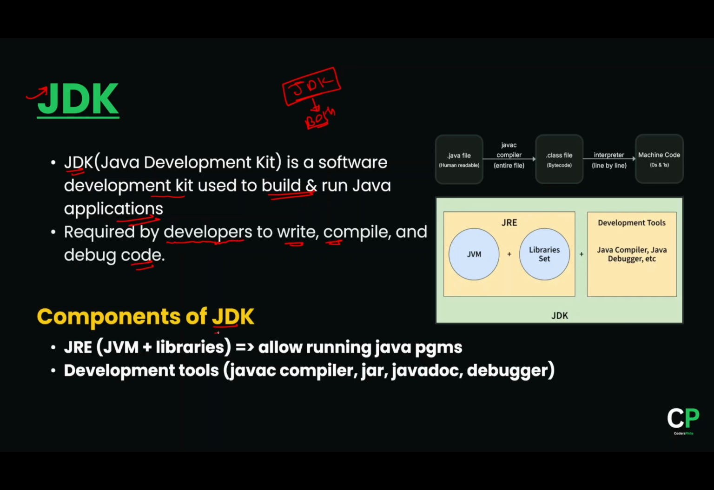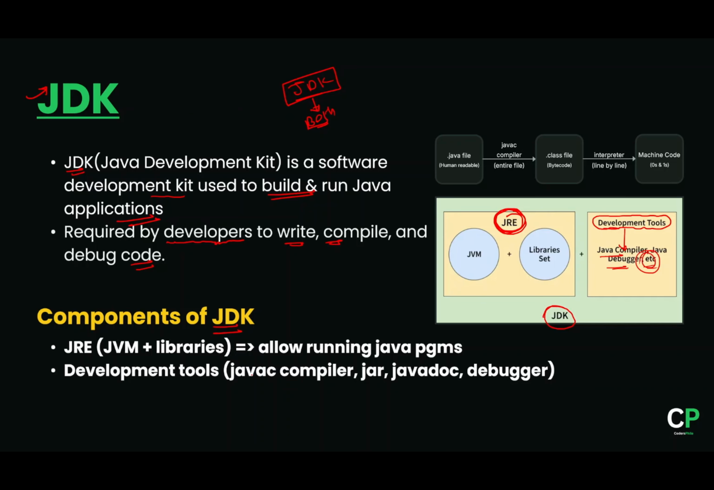So what is the component of JDK? The component of JDK is JRE. It provides the runtime environment so that the Java code can easily run, plus development tools that can be used to develop the Java programs. These include development tools like Java compiler, Java debugger, Javadoc, etc. It all provides the development tools.